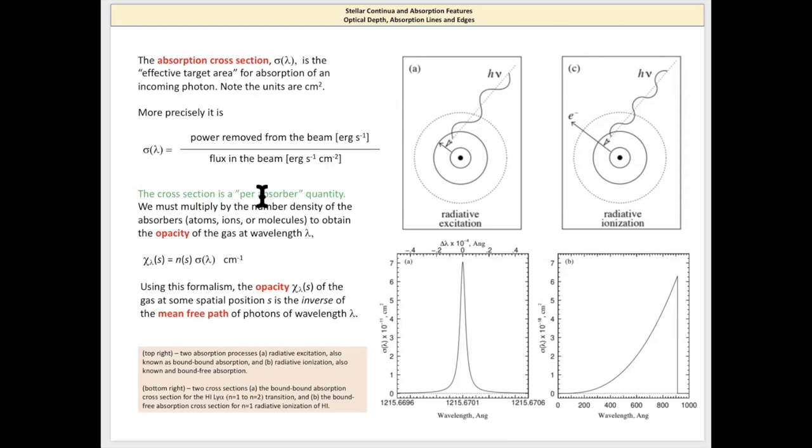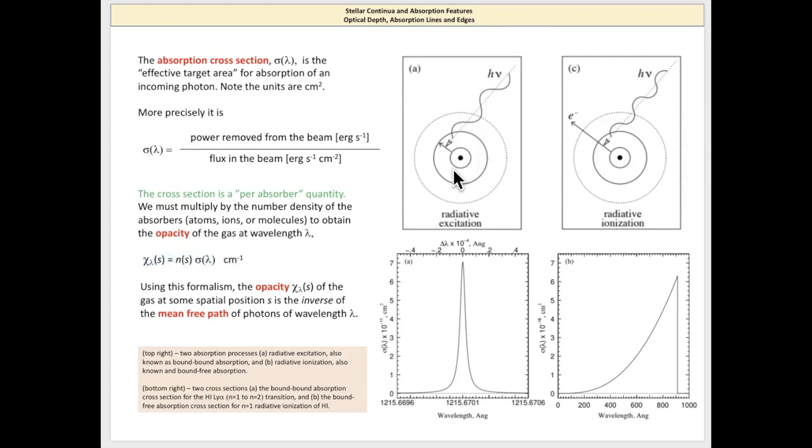It's a per absorber quantity. So if I give you a cross section, that's only for a single hydrogen atom. And that's why we have to multiply it by the density of atoms to get out the opacity. So again, the opacity at position S for a given wavelength is the number density at that position S times the cross section of that wavelength for that absorption.